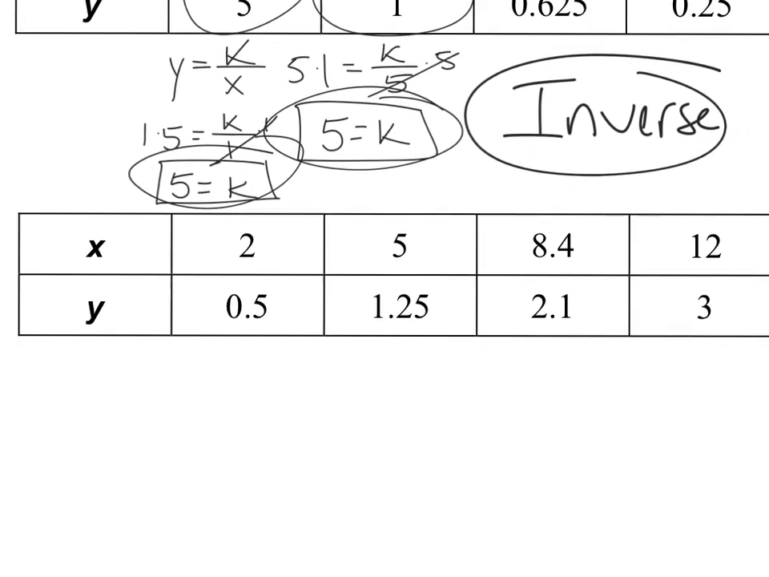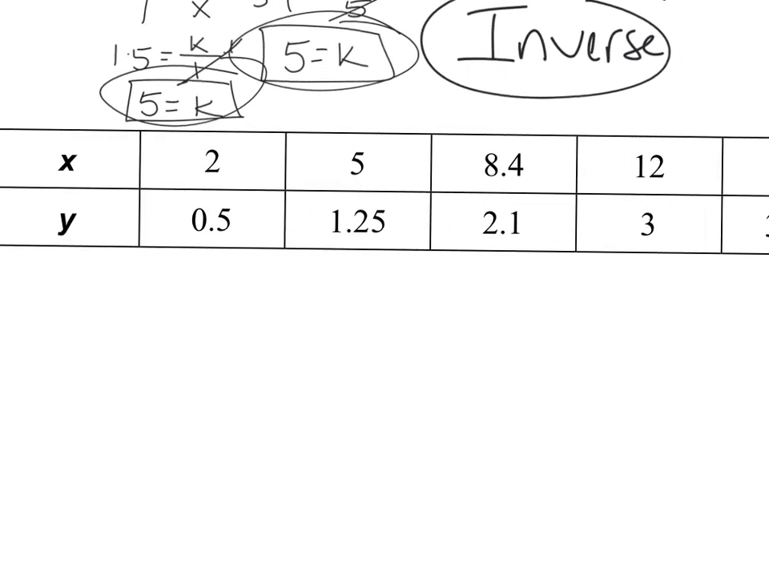Now, let's try the last one. As one goes up, so is the other. So this could be direct variation because they're both increasing, but we're going to check. Y equals k times x. That's the direct formula. Y is 0.5 equals k times 2.